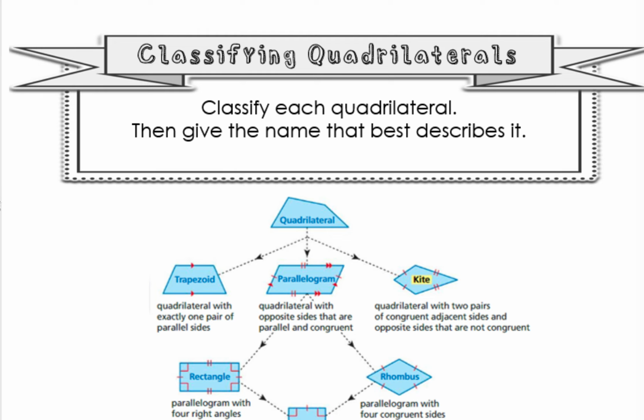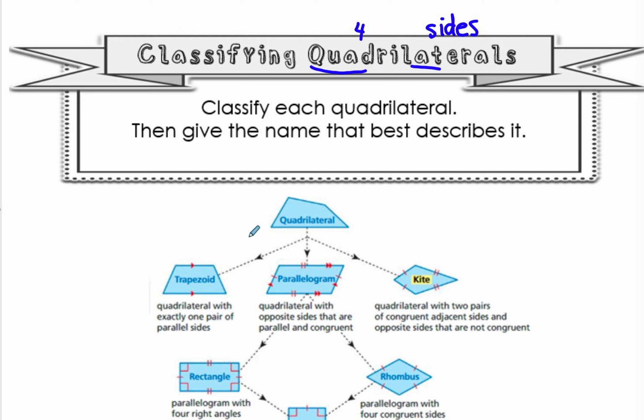All right, so classifying quadrilaterals. We're going to classify each quadrilateral and give it the name that best describes it. So quadrilateral means four sides. Quad means four, and then lat means side. So 4 sides on a quadrilateral.